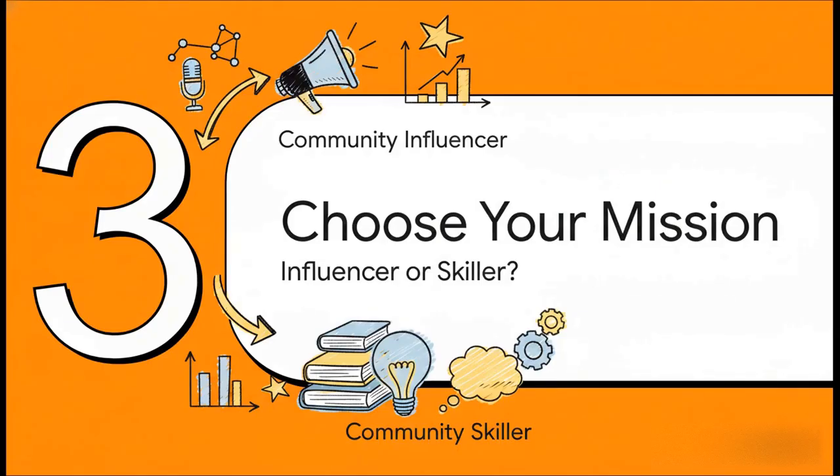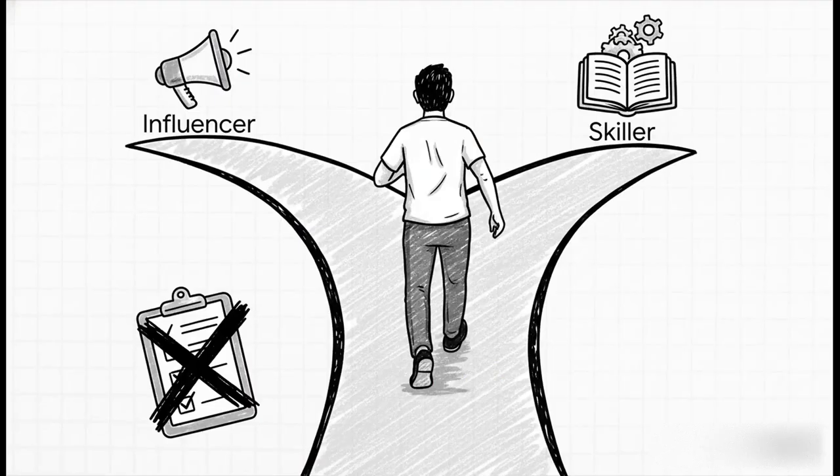So once you've got those basics handled, you get to a fork in the road, and this is where it gets interesting. You have to pick a mission, a path that really plays to your strengths. Are you going to be a community influencer, or are you a community skiller? And you know what's really cool about this? It's totally your call. You just pick one of these 2 paths and start running with it. You don't have to fill out a form or tell anyone which one you chose. Just pick your mission and get going.